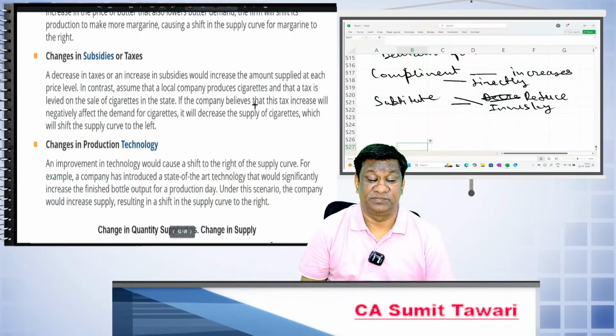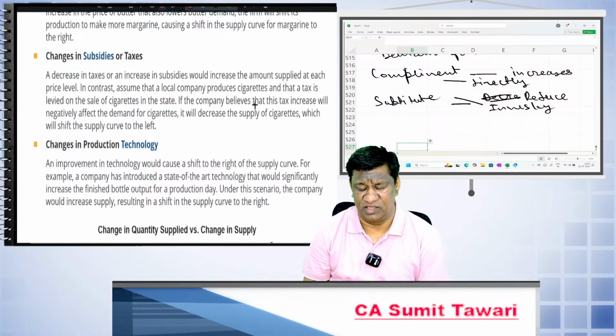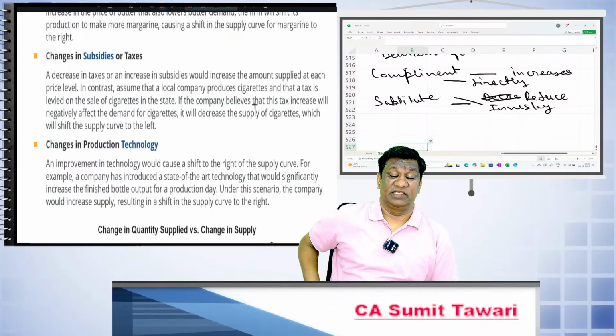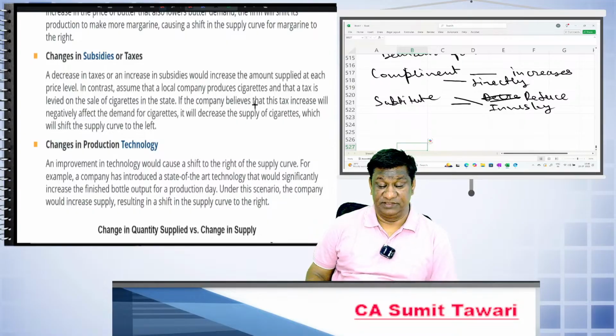Then changes in subsidies or taxes. We need to think from the point of view of increase or decrease in production cost, because whatever the tax increase may be, it affects the production cost, in a directly proportional way. And when we are receiving subsidies, it inversely affects the production cost, meaning our production cost gets reduced. Accordingly, we need to decide.